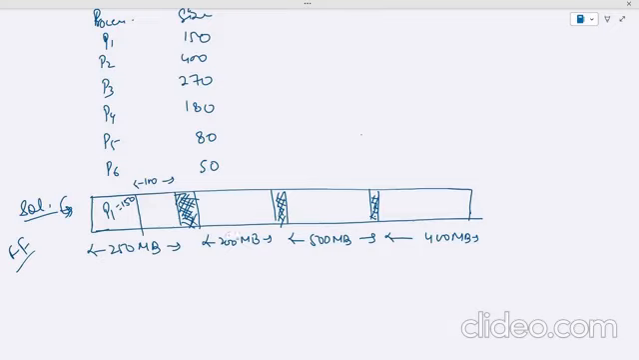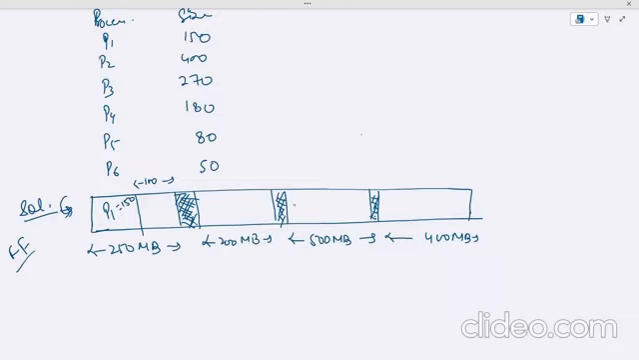Now move further. The 200 block. Can P2 occupy this space? The answer is again no. P2 needed 400, so it cannot get this space. Move to the other block. 500 MB of space, and P2 needs 400 MB. Can P2 get this? The answer is yes.